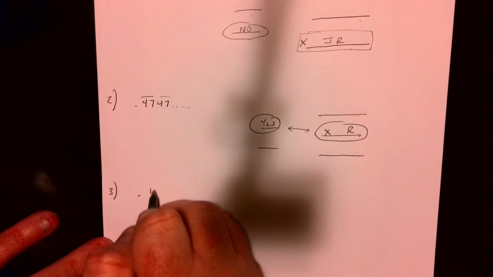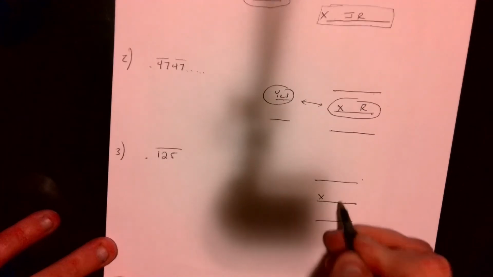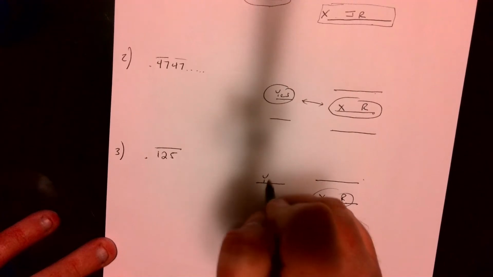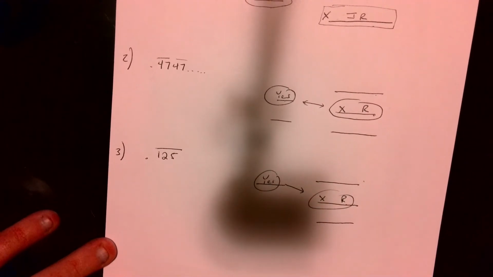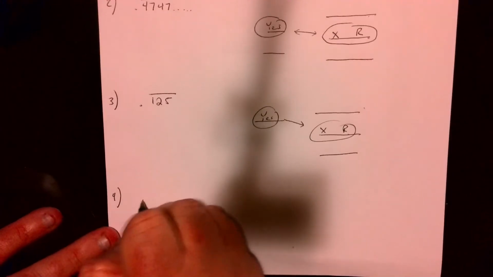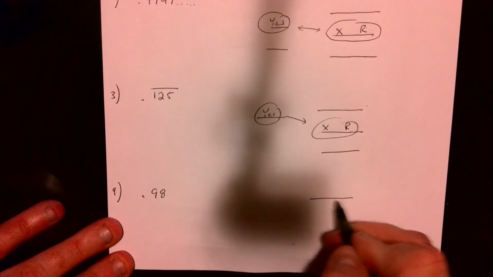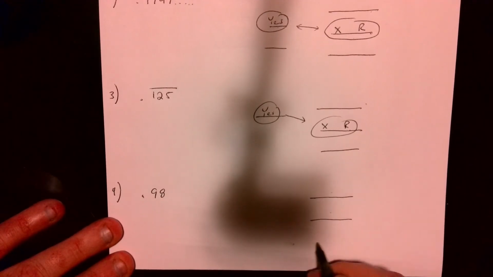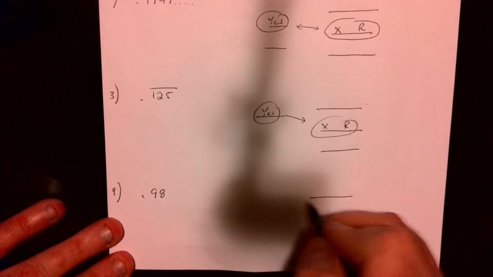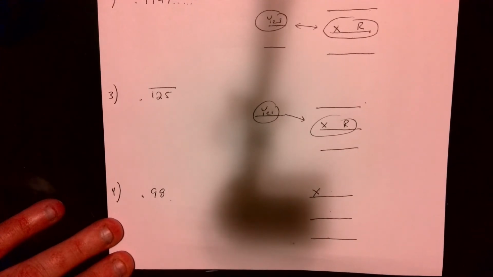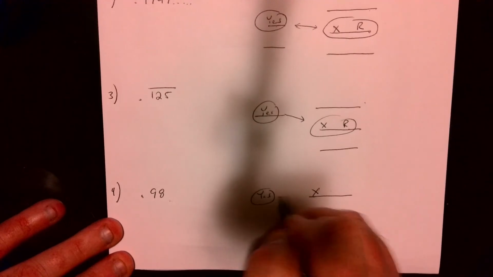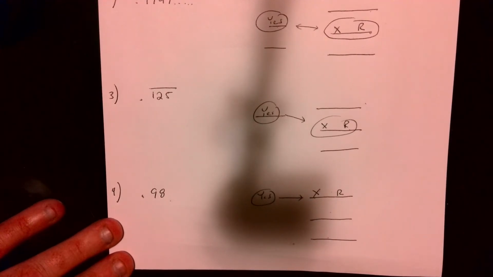If they give you 0.125 with a bar over it, go to the last three questions. Does it terminate? No. Does it repeat? Yes. It's rational. So therefore, yes, you can write it as a fraction. If they give you 0.98, does it terminate? Does it repeat? Does it not terminate or repeat? Well, it terminates. It ends. There's nothing there. And yes, we can write those as fractions because it's rational. Okay?